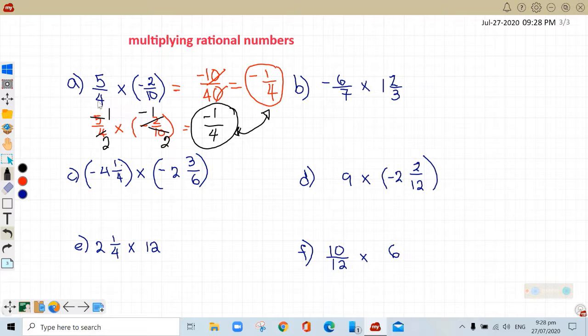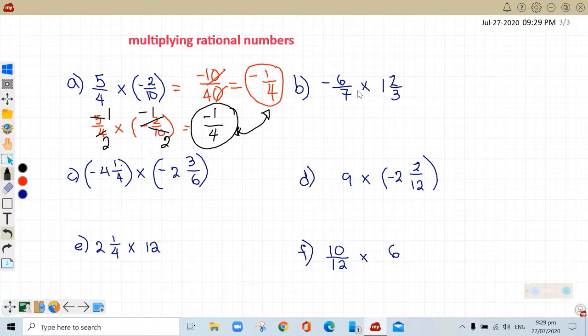So if you use the long method or the shortcut, it can still give you the same answer. The only thing is, the long method will take you longer, and this shortcut is of course easier because you don't need to do simplifying, because the answer after you do cancellation is the simplified form of the fraction. Okay, next, let's do this one.